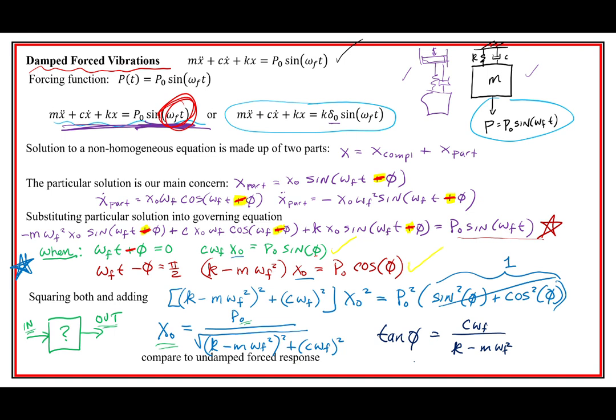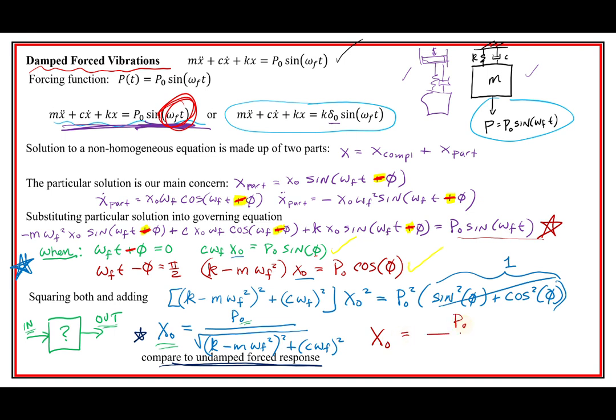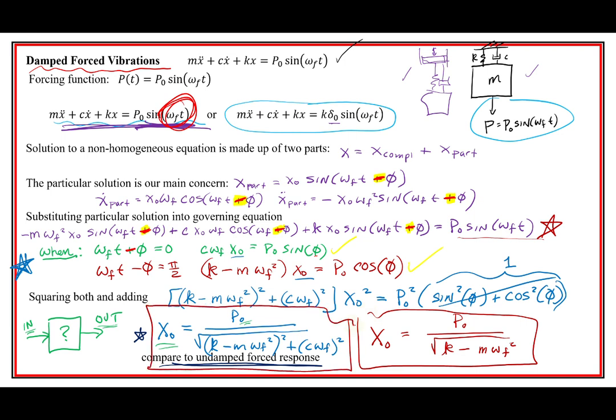So we want to compare this. Let me get rid of my phase because I don't necessarily need that all the time. But let me compare what we just wrote right here to the undamped version of it. The undamped version is going to be X0, and I didn't mean to make them big X's, so that doesn't really matter, is P0 over K minus M omega F squared. Now, I know we wrote it in a different way, but along the way, this is one of the forms that we had. So we could compare those two to each other.